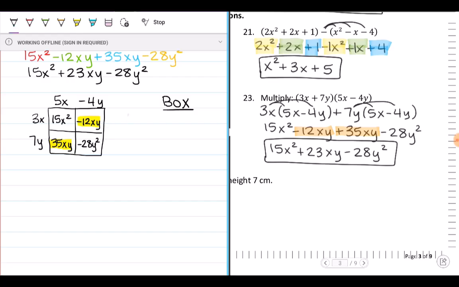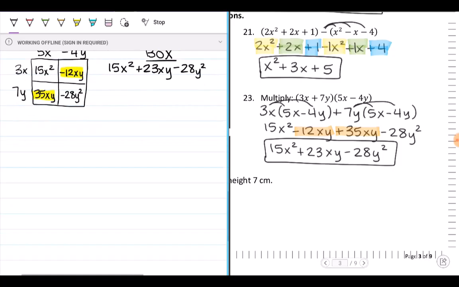So you have 15x squared. Combine your like terms to give you 23xy. And then you have your minus 28y squared. So again, same answer. Obviously, you should get the same answer for all of these. That's the third way to do this.